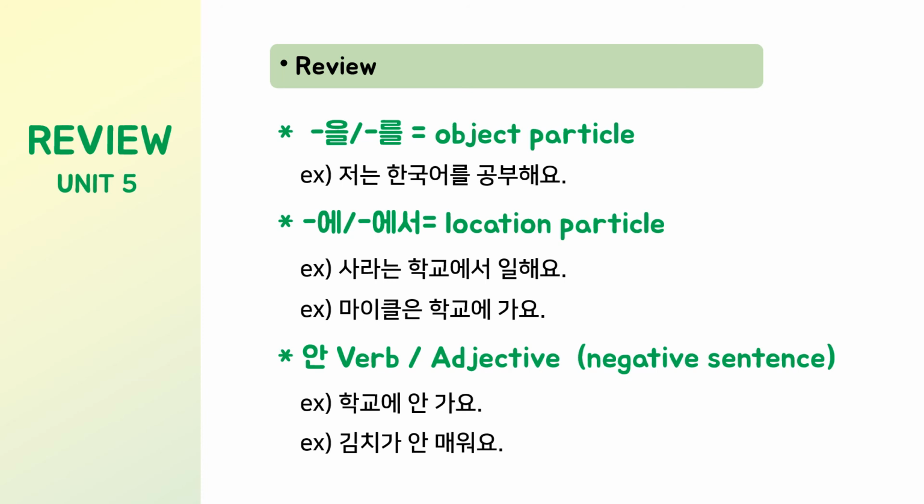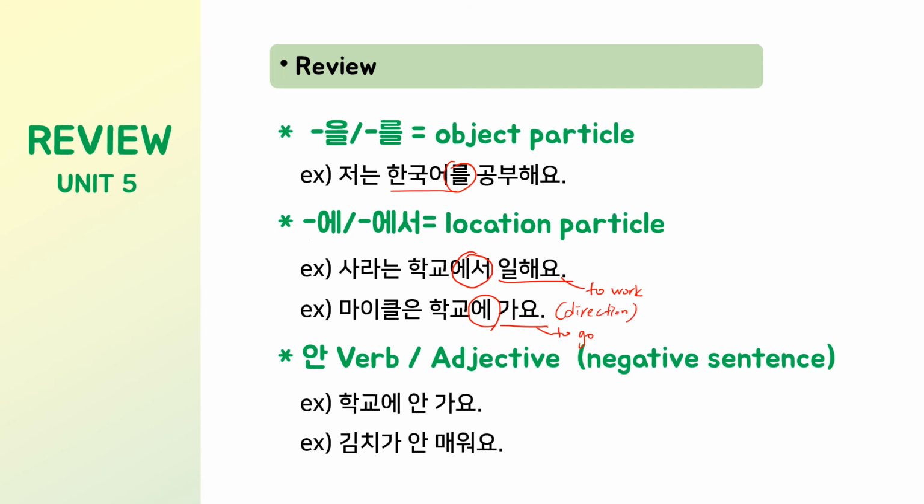So let's review. Today in unit 5, the grammar we learned is the object particle 을 and 를. 저는 한국어를 공부해요. Then the location particles 에 and 에서. 사라는 학교에서 일해요. 일하다, an action taking place, to work, so you use 에서. And 마이클은 학교에 가요. 가다, so Michael goes to school. It shows the direction, so you use 에 instead of 에서.